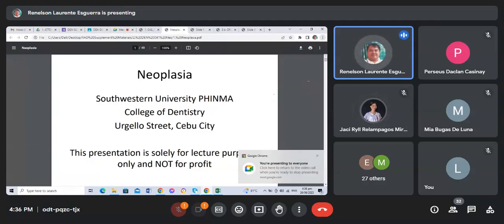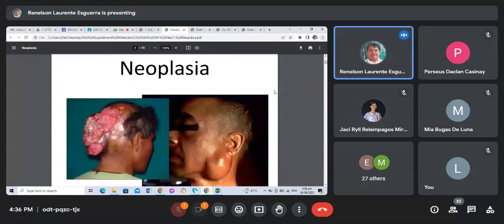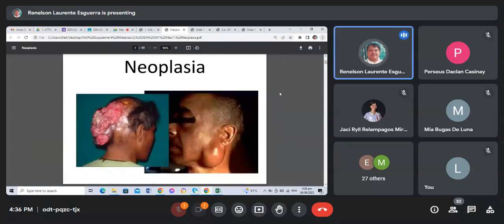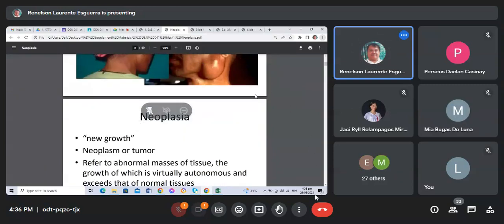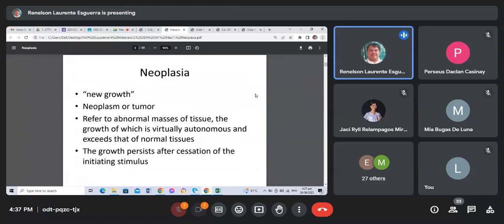What is neoplasia? You might be looking at patients that would come into your clinic presenting something like this. Neoplasia is known as new growth. You can either use neoplasm as a term or tumor, and it refers to abnormal masses of tissue, the growth of which would be separate or autonomous from the normal tissues, and as well as it exceeds the normal tissues in its growth patterns.